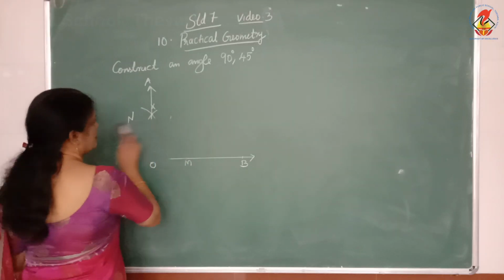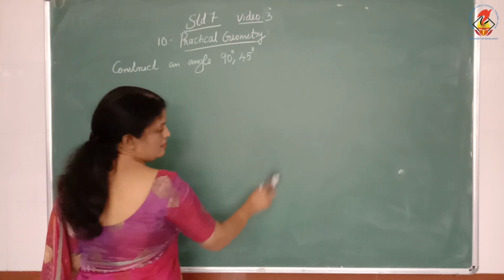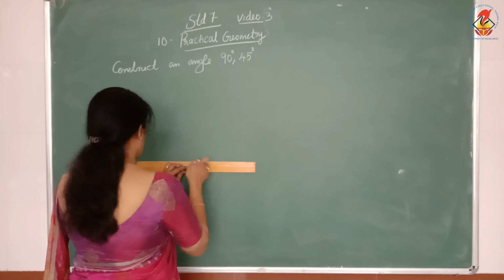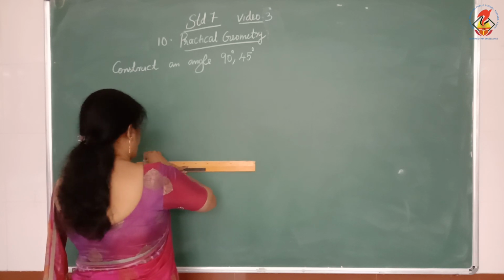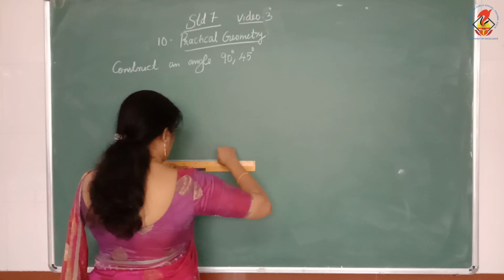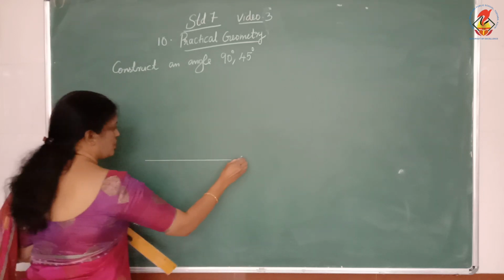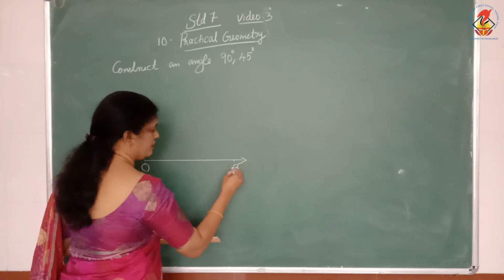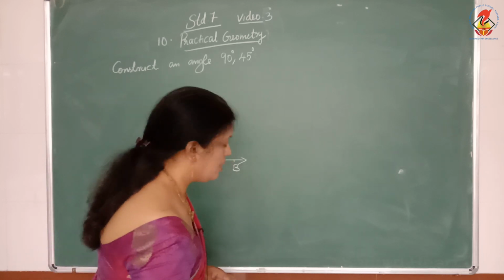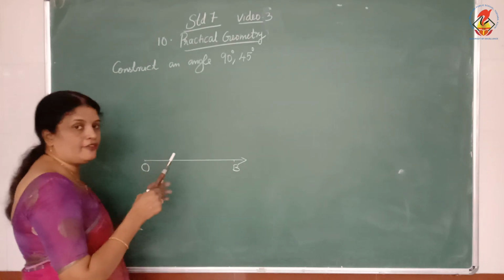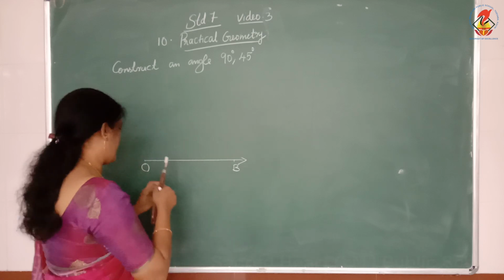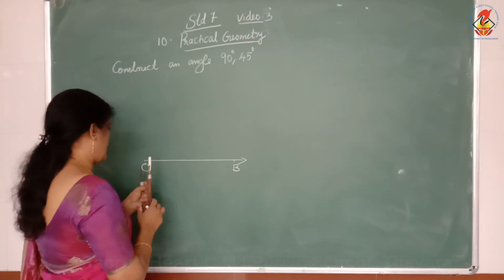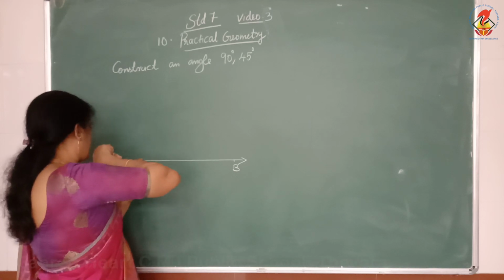Next, how will you construct 45 degrees? Same procedure, the 90 degree procedure. How did we already construct 90 degrees? The same procedure, one more time. Repeat. Draw O, B, then with O as a center and a convenient radius, draw an arc.